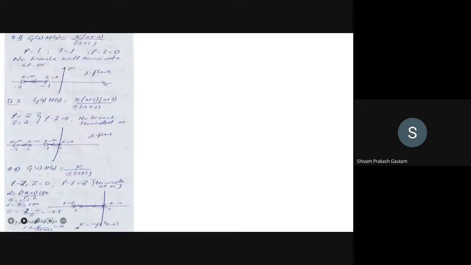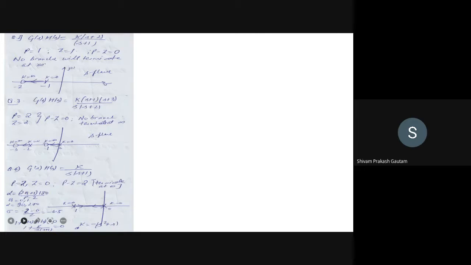So this is regarding example 1. I'm telling you again: number of poles here is 1, number of zeros is 0. So p minus z is 1, one branch will terminate at infinite. That you can calculate by angle of asymptote. Then you can calculate centroid, and here you can see this is minus 1 point, and it is going like this, right? So this is regarding example number 1. Now we will see the next example.